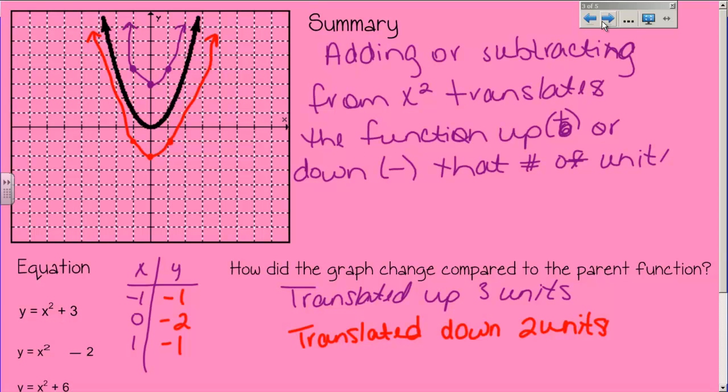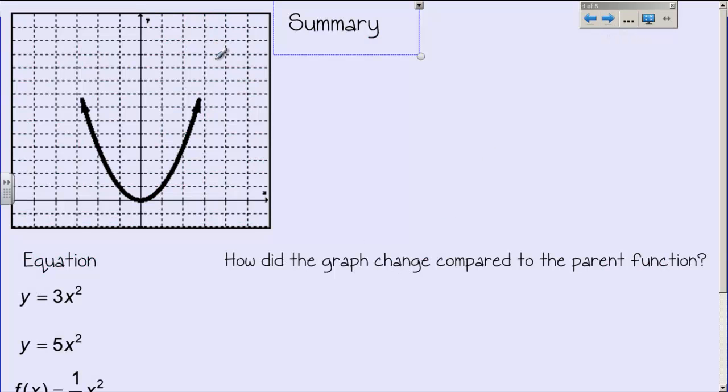Okay, next example. This is still the parent function. It just looks a little different because my graph, you don't see the whole graph. We mainly see quadrants 1 and 2 because we don't need this bottom half. It's not going to affect anything. So now, instead of adding or subtracting a number to x squared, we're going to multiply a number times x squared.